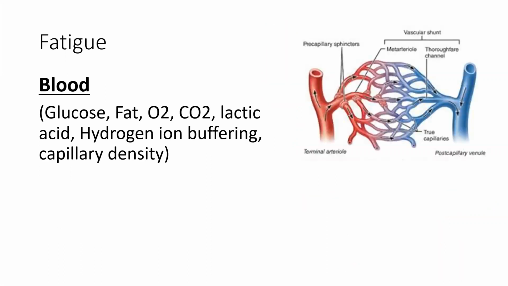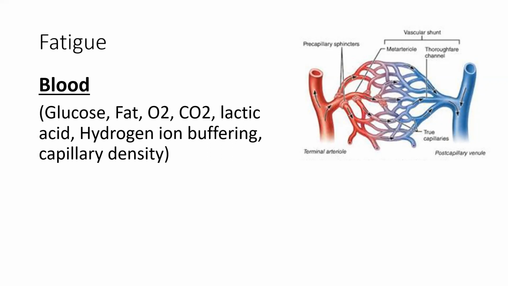Okay, the next one is our circulatory system. We're looking strictly at the blood. Okay, what's our blood glucose availability? If we have more blood glucose, we can use that substrate for metabolism. We have fatty acid availability within the blood. There's also oxygen and carbon dioxide concentrations within the blood. So how much we have of each can influence our fatigue from mostly those aerobic pathways.